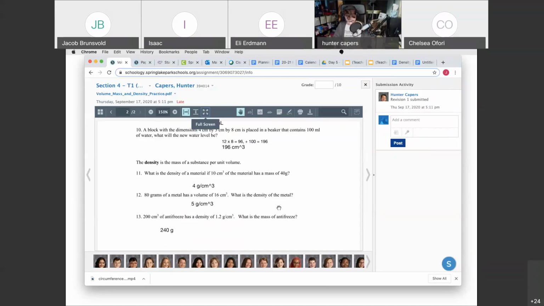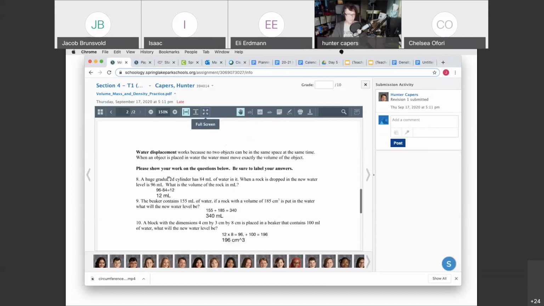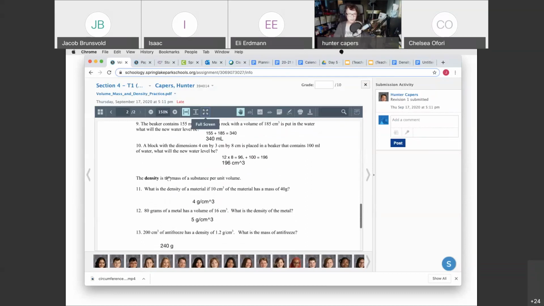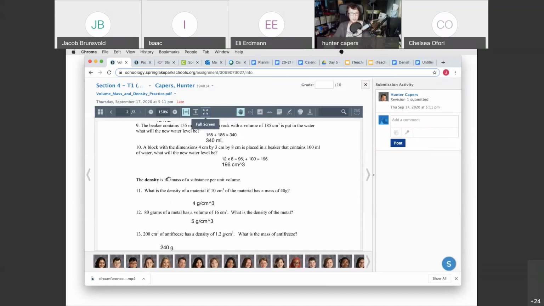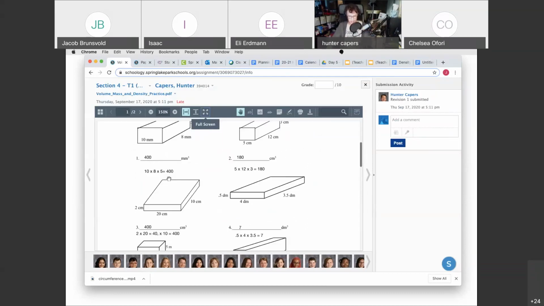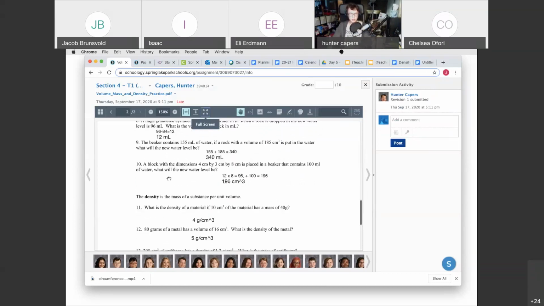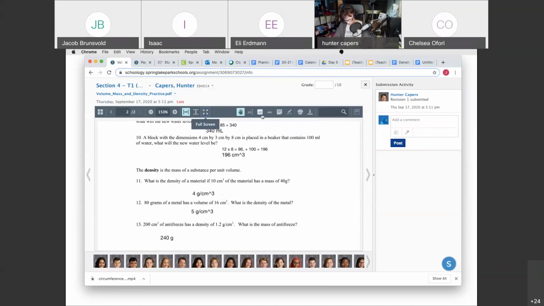Good idea. All right. Let's quickly go through the density here. What is the density of a material if 10 centimeters cubed of material has a mass of 40 grams? So this is one where you're going to want to use that density triangle. Did I put the density triangle on here? No, I didn't. It's not on this one, but you had it on the actual lesson from yesterday. All right. I don't have that up, but so density is mass divided by volume.